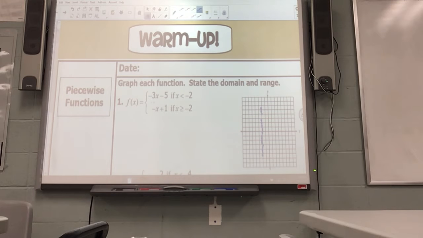I got aggravated at some of the classes yesterday. They don't remember how to graph slope-intercept form, and y'all have been doing that since middle school.